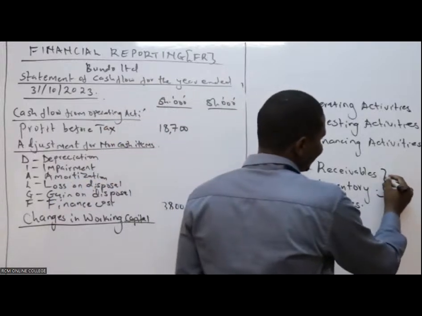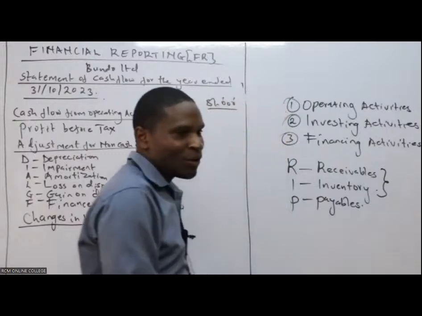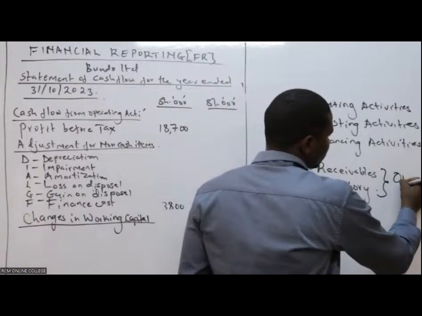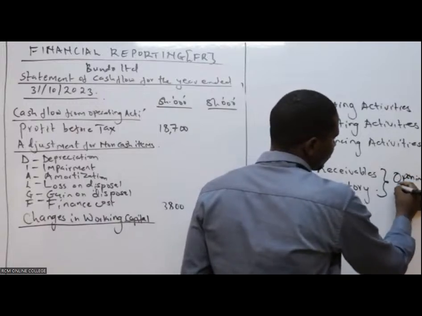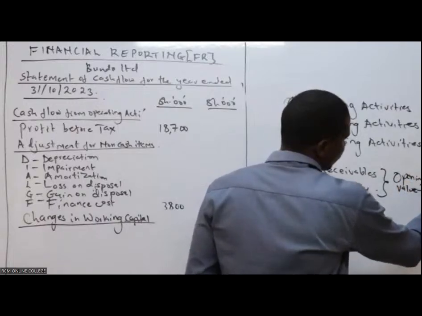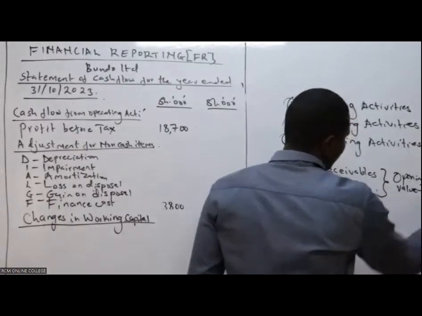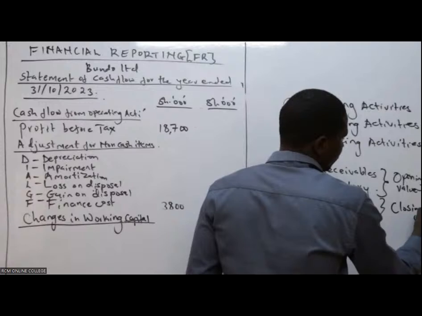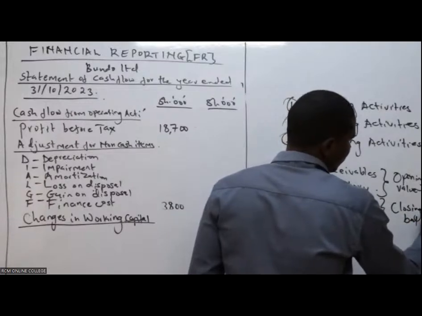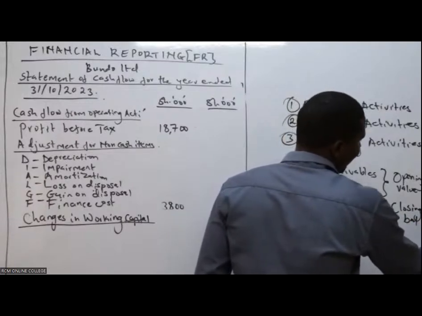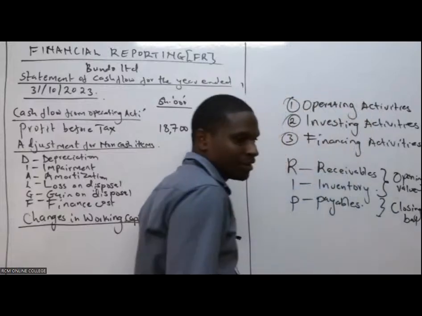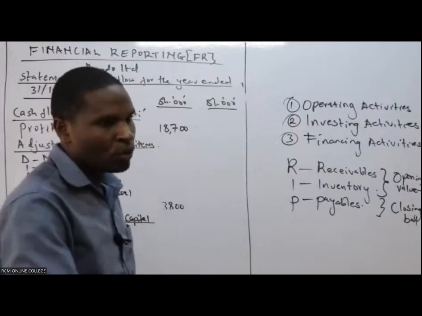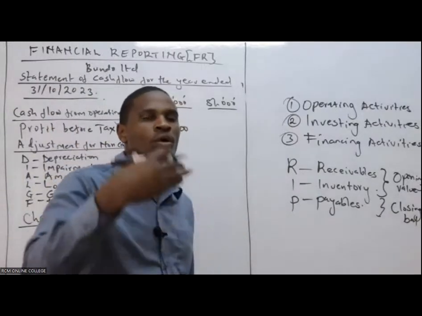For our asset, it will be the opening value minus closing. For liability, it will be closing balance minus opening balance. Like that. OCCO. As simple as that.